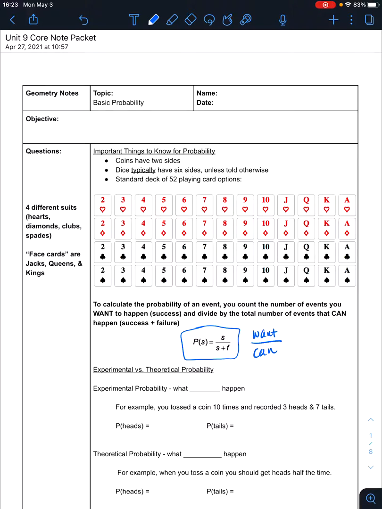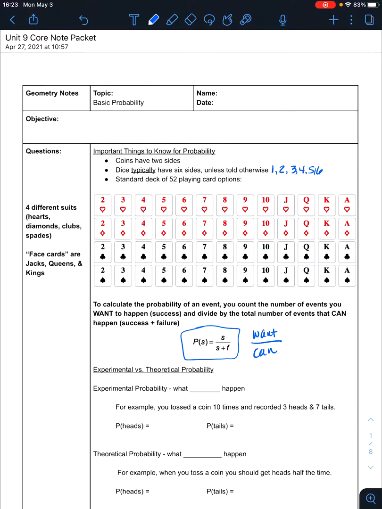Now, a couple of things that you need to know. Coins have two sides. If I say we're going to roll a dice, I typically mean a six-sided dice where you can get a 1, a 2, a 3, a 4, a 5, or a 6. A coin, we're always going to think heads or tails.